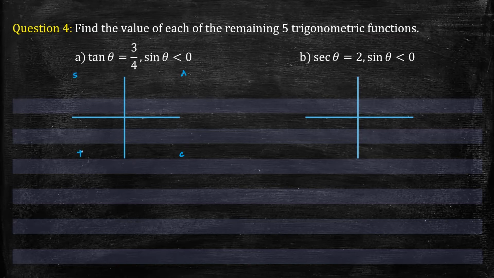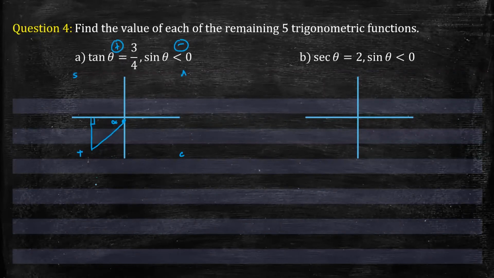And in the question, it says tan here is 3/4, which is obviously a positive number. And sine theta is less than 0, which means it's negative. So now you need to think, where is tan positive and sine negative? And that can only happen down in this quadrant here. So we'll draw a triangle here like that. So we can now write this as alpha. This is our basic angle.